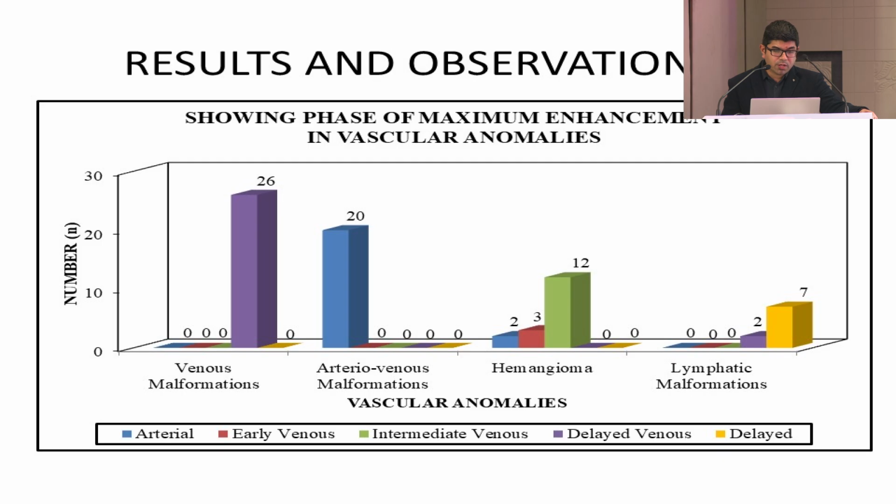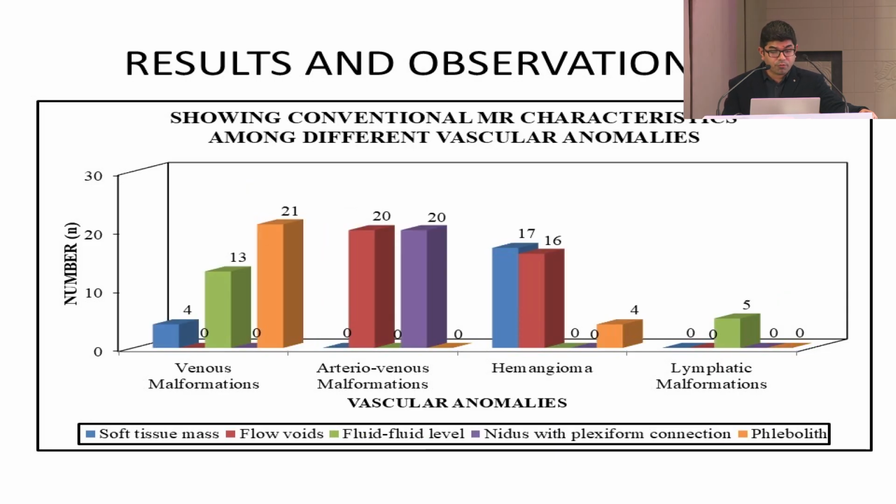If we see this in the MR grayscale, the T2 weighted sequences, we have different findings: soft tissue mass, flow voids, fluid level, or nidus. The nidus is characteristic of arteriovenous malformation. Phleboliths, as I already told, are in the slow flow malformation. Fluid level is seen either in venous malformations or lymphatic malformations. Sometimes in venous malformation we get hemorrhage or thrombosis, and this creates a fluid level. Soft tissue is present mostly in hemangioma, but venous malformation also shows some hypertrophy, so we can find some soft tissue around. But a soft tissue tumor is basically for hemangiomas.